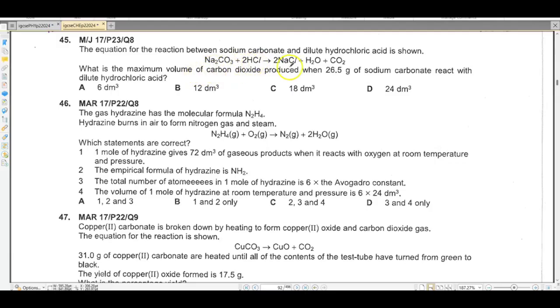So we are just going to use the grams of sodium carbonate to find the moles of sodium carbonate, then the moles of carbon dioxide, and eventually its volume. So moles of Na2CO3 is equal to mass over Mr. Mass of sodium carbonate is 26.5 and Mr for sodium carbonate is 106. So this gives us a value of 0.25.